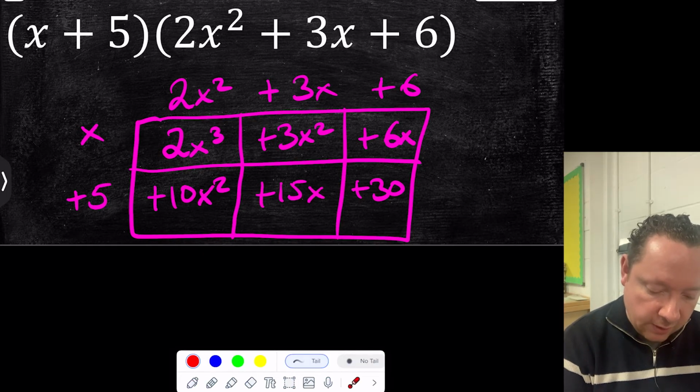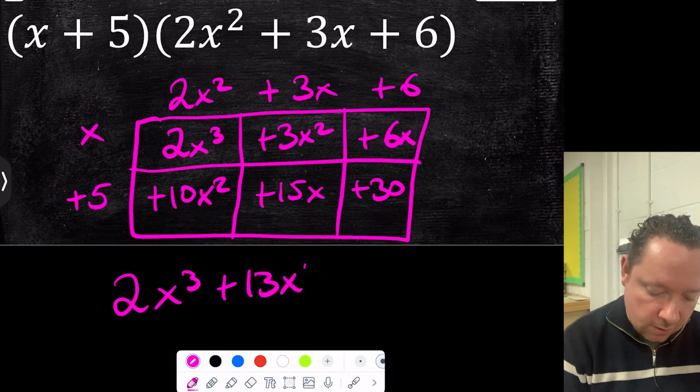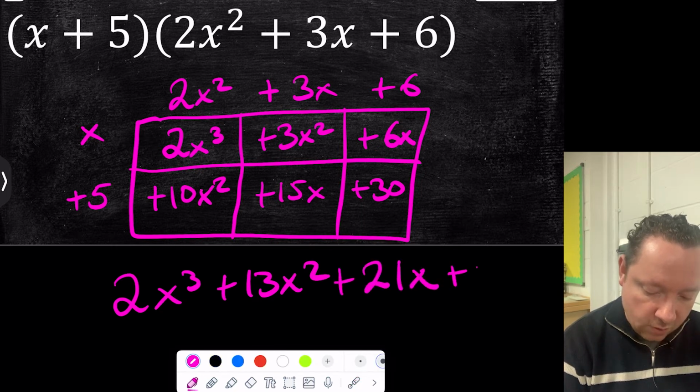So you should notice that we're getting these two the same on this diagonal, and these two go together on this diagonal. We have both x squareds on the first diagonal. We have both x's on the second diagonal. So they go together. So looking at that, we get 2x cubed as our answer. 10 plus 3 is 13x squared. 15 plus 6 is 21x. And then plus 30 on the end.